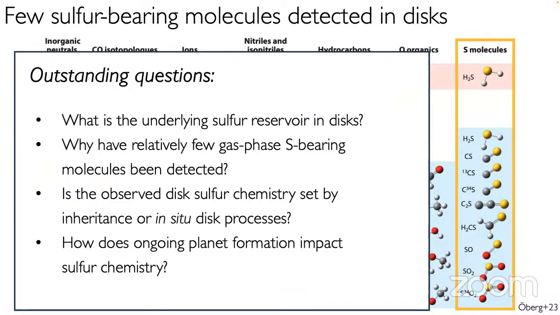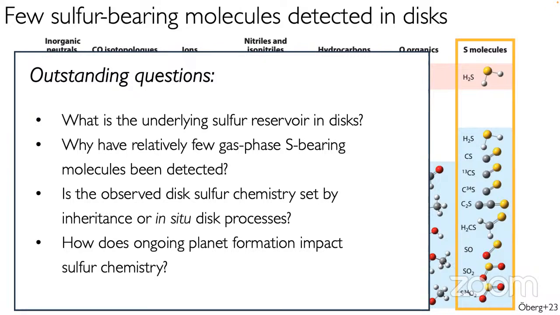And what this means is we have a wide degree of outstanding questions, not limited to this list here, which is: what is the actual underlying sulfur reservoir in our disks? Why have we detected so few of them? The chemistry that we do observe, is it set by inheritance? Is it just coming from the molecular cloud that the disk formed from? Or are there active in situ processes that are changing this sulfur reservoir? And lastly, and perhaps most interestingly, how does the ongoing planet formation that I just mentioned actually affect the chemistry that we observe?